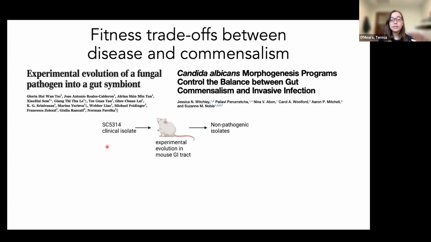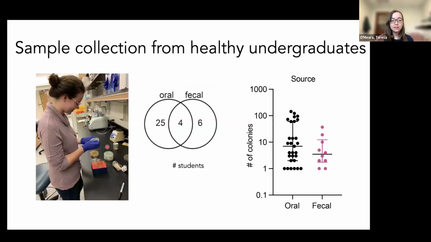So we wanted to know, do we see that same system when we collect strains not from mice, which are not a normal host to Candida albicans, but from humans? This is actually the first experiment that I did in my lab. We took sample collection from healthy undergraduates. There's actually a cool course at Michigan called Bio 183 where they sample their own microbiota.